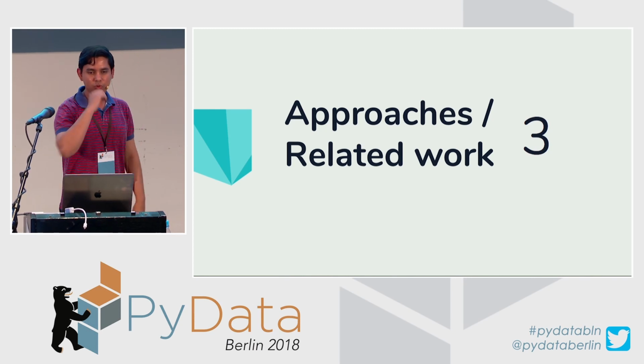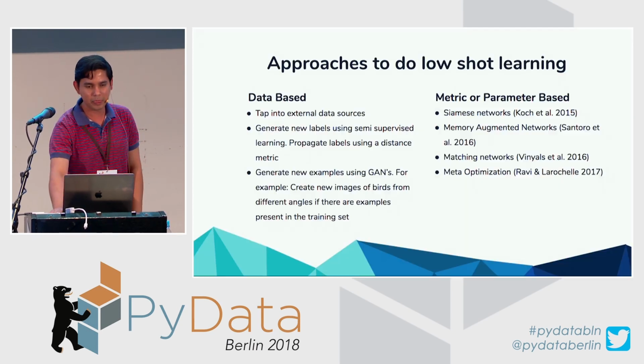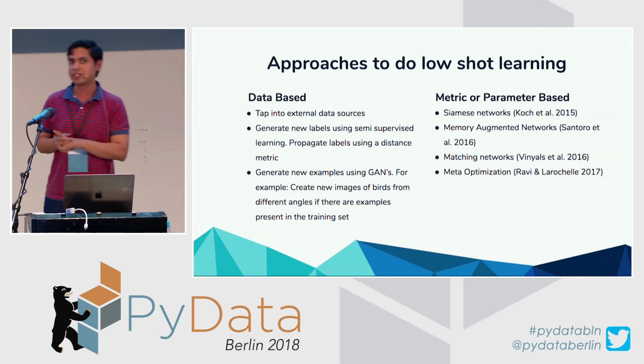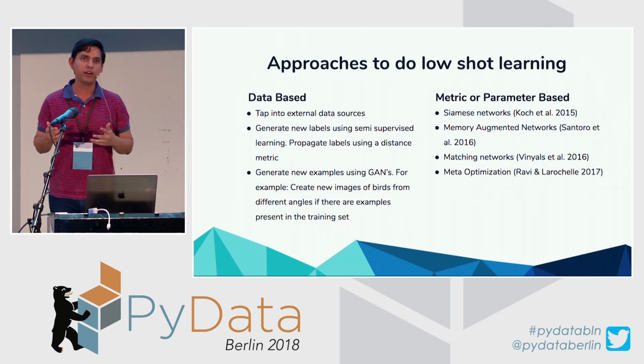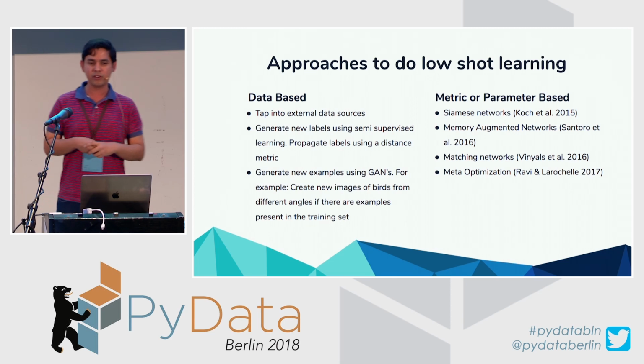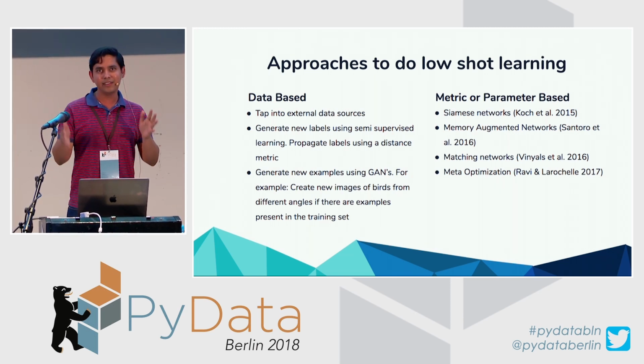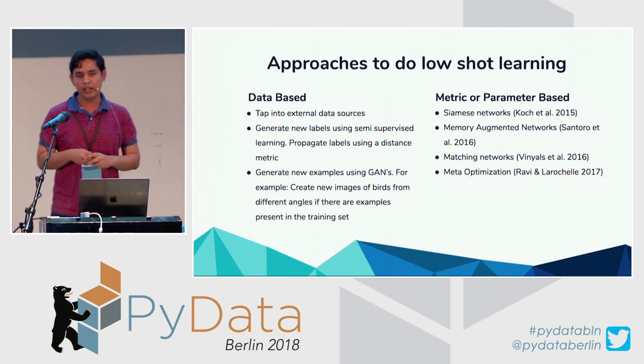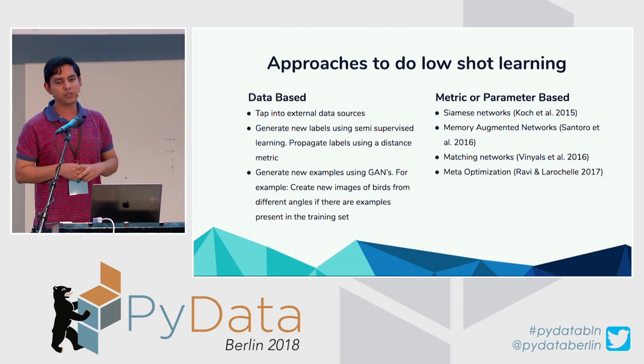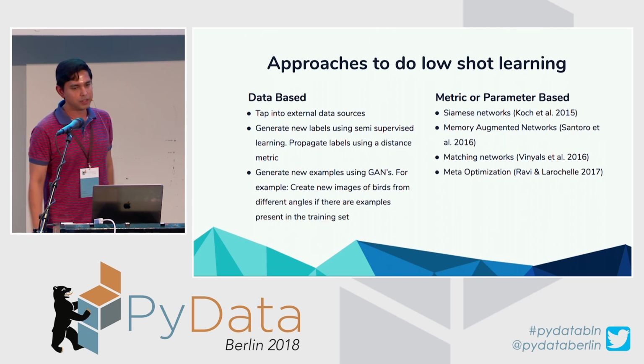Some approaches and related work. There are two basic approaches that you can use to do few-shot learning, as in if you have a constraint of number of samples. First thing is data-based. This is very easy and practical as well. And the second thing is metric or parameter-based, which I'm going to talk about next.